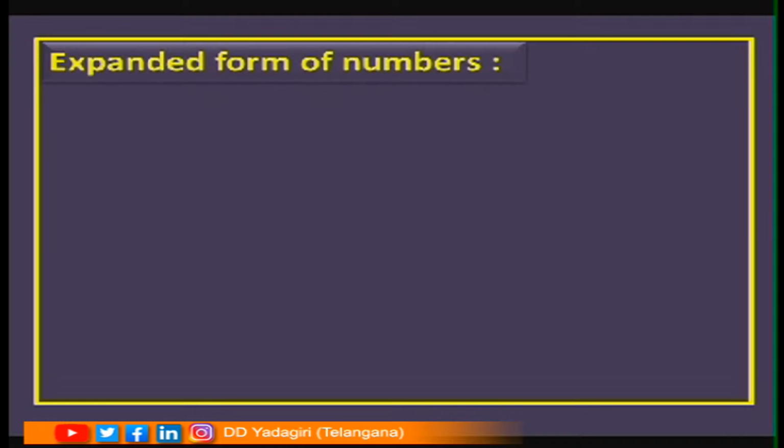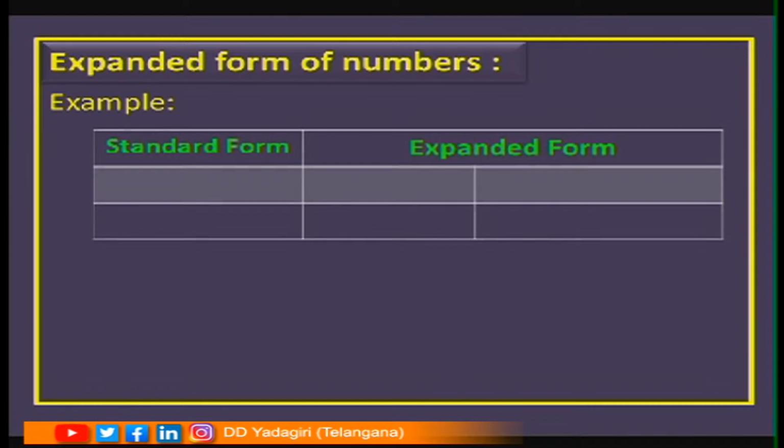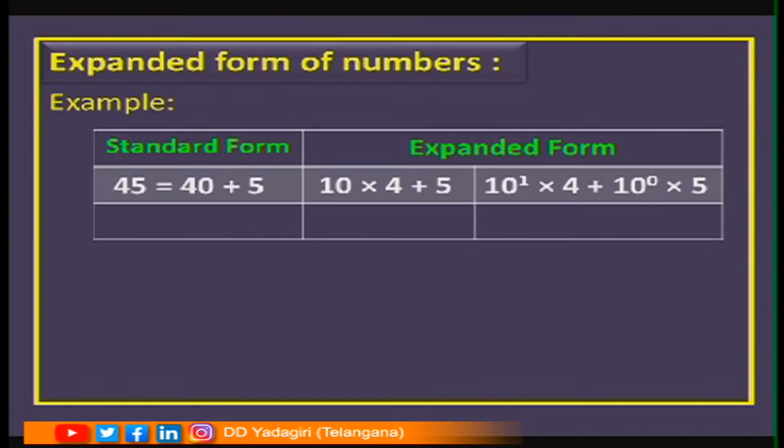Now, children, let us learn about the expanded form of numbers. Let us consider an example. We are taking a tabular form, where we write the numbers in standard form and expanded form. If you notice, 45 can be written as 40 plus 5. Now, this 40 can further be written as 4 into 10, plus 5, which gives us 45 again. Since there is no power here, I can write it as 10 raised to the power of 1 into 4, plus 5 written as 1 into 5.